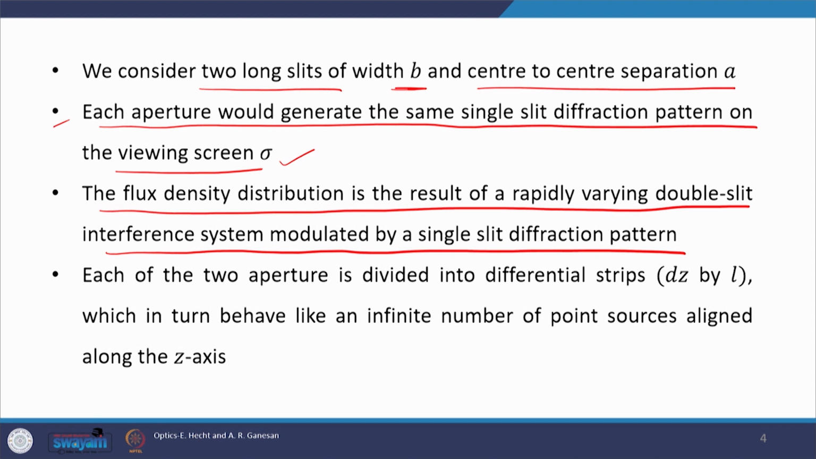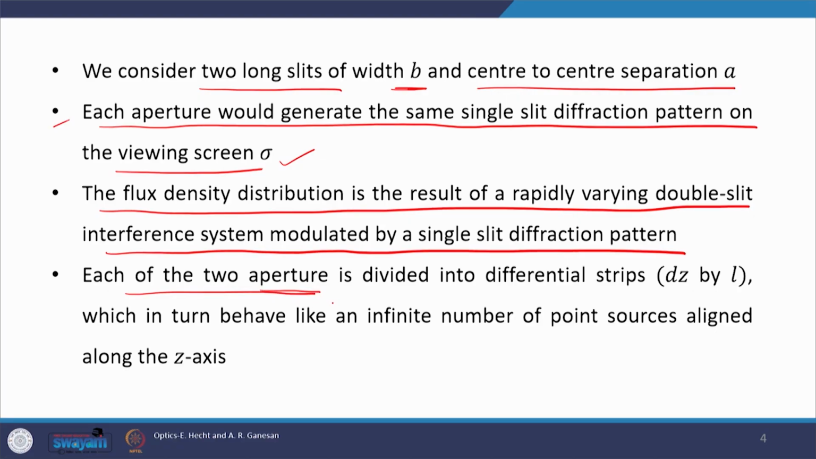Now, since we have two slits, the light coming out of these two slits will interfere among themselves, and this will create rapidly varying maxima and minima, a rapidly varying fringe pattern. This rapid variation of fringes would be enveloped by a diffraction pattern. This rapid variation would be modulated by a slowly varying diffraction pattern. We will see in the forthcoming slide how this happens.